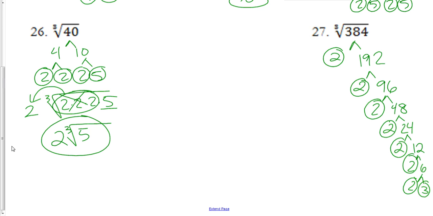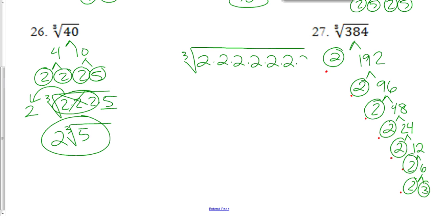A lot of 2's here, so let's count. Make sure we've got them all present. 1, 2, 3, 4, 5, 6, 7 2's. So we've got the cubed root of 2 times 2 times 2 times 2 times 2 times 2 times 2. I think that's all of them. 1, 2, 3, 4, 5, 6, 7 2's, and a 3.